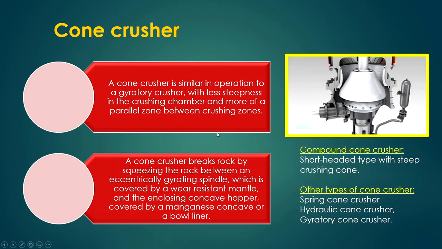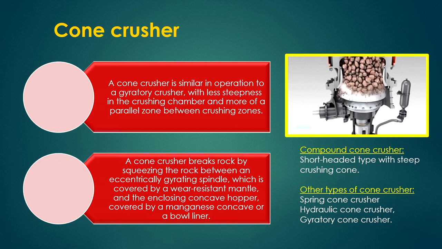Next, the cone crusher. It has the same function compared to the gyratory crusher, with less stiffness in the crushing chamber and more of a parallel zone between the crushing zones. This cone crusher breaks rock by squeezing it between an eccentrically gyrating spindle, shown in the picture, which is covered by some wear resistant material. The enclosing concave hopper is covered by materials like manganese concave or a bowl liner.